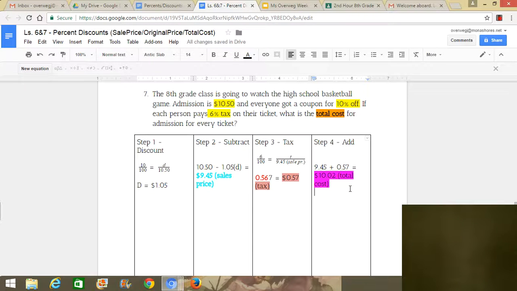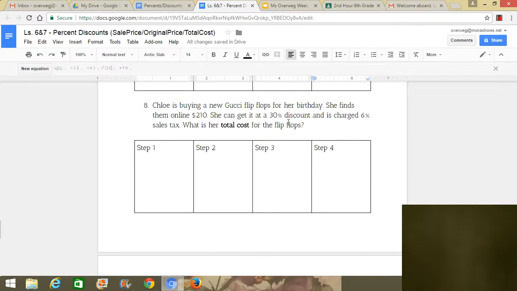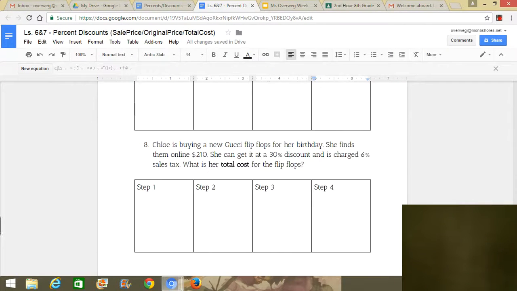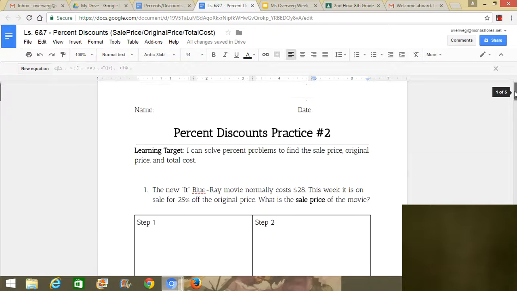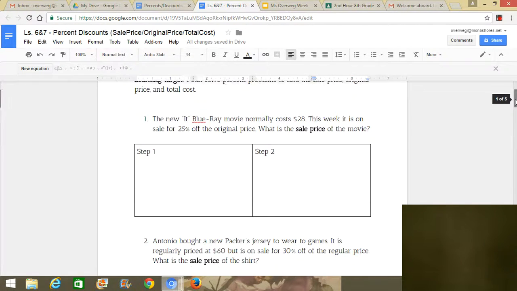Not that big of a difference when it comes to the cost of admission, but every few pennies counts if you think about it. So now that we've done a couple problems together to find total cost, go ahead, why don't you try on your own number 8, and then what I would like you to do is take a step back and go all the way back to the front and do a few review problems. So number 1 is a 2-step problem. Make sure go through and highlight important things.